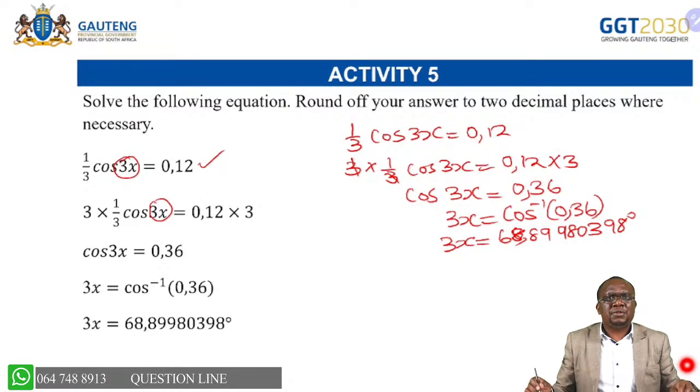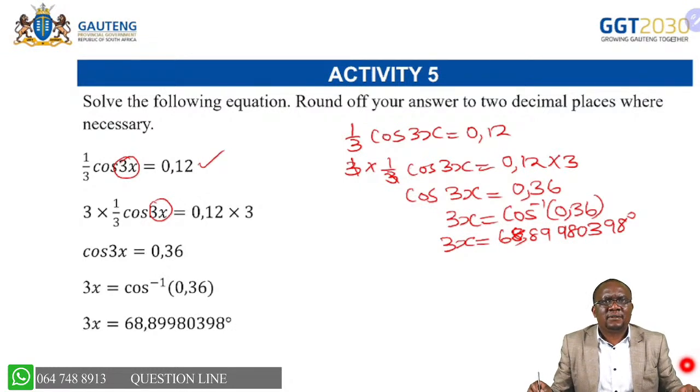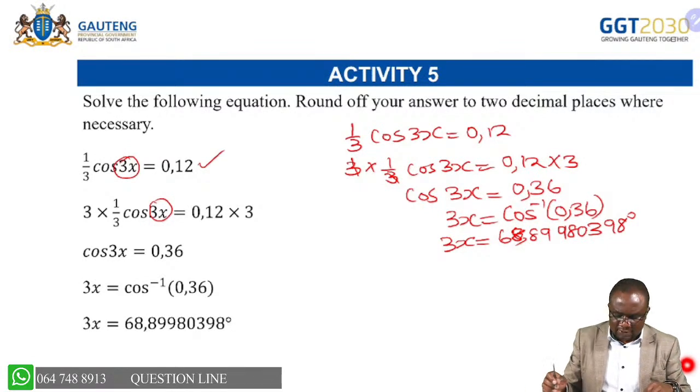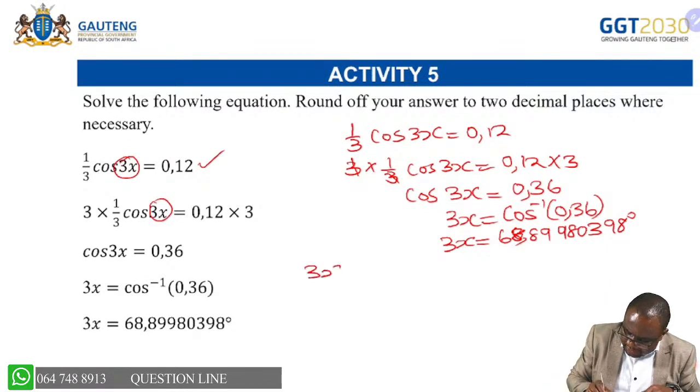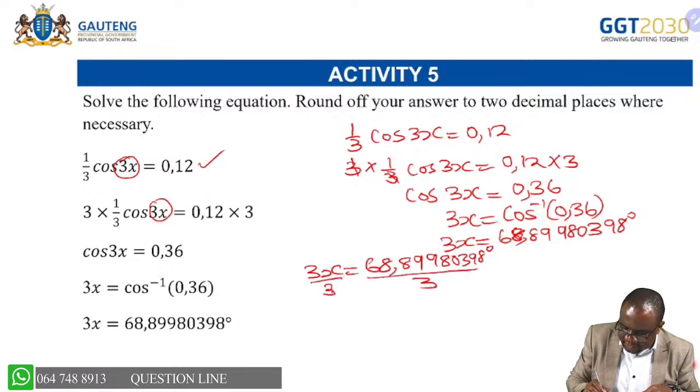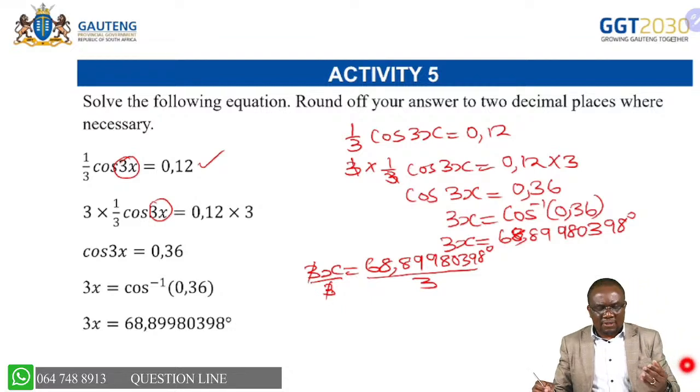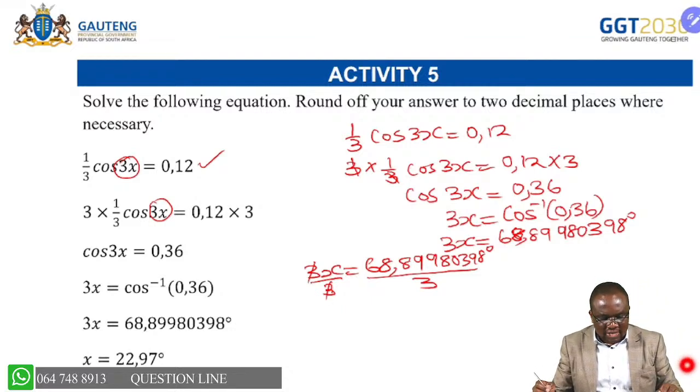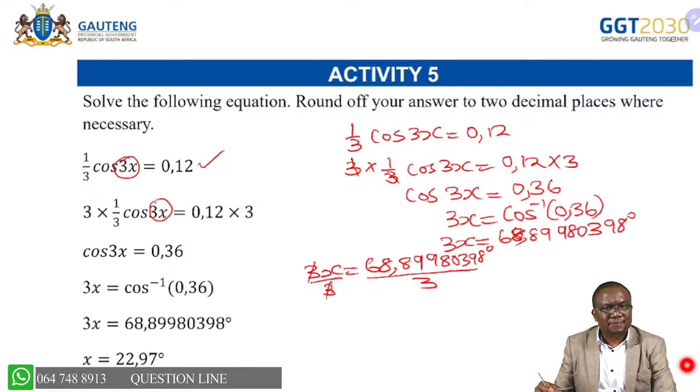And then what do we do to get x? Say your answers verbally in the classroom. We divide both sides by 3. So 3x is equal to 68,89980398 degrees, divided by 3 this side, divided by 3 this side. Then 3 divided by 3 is 1. We remain with x. And then we must get x is equal to 22,97.